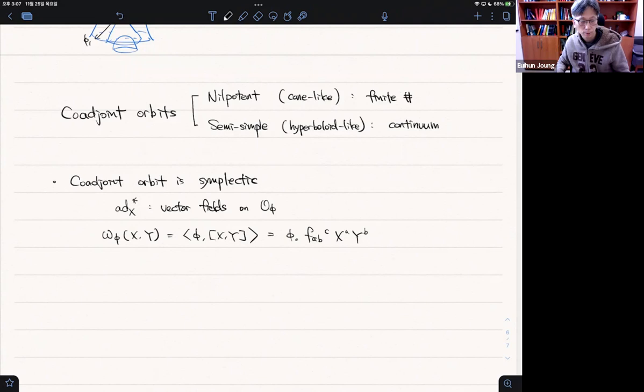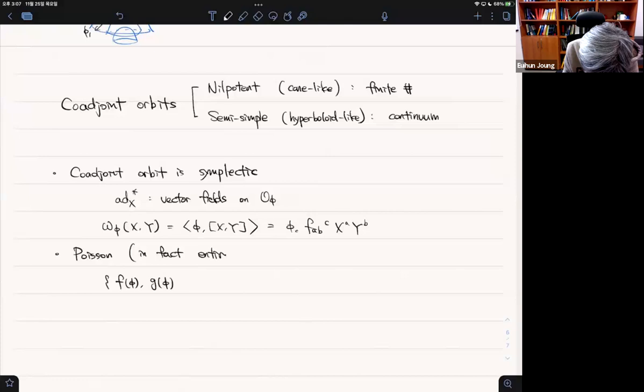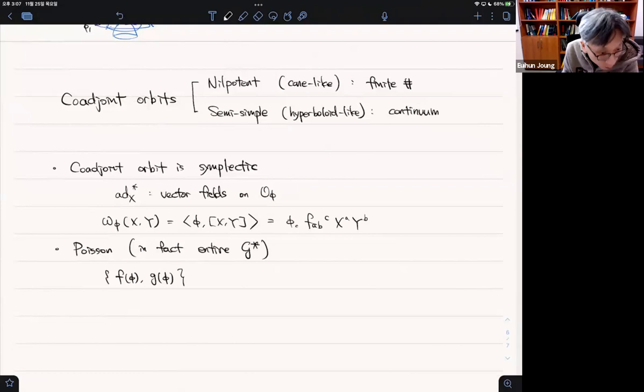We know that any symplectic space is Poisson, but actually the whole coadjoint space itself is Poisson, in the sense that there is a natural Poisson bracket that we can use. In fact, the entire g* is Poisson.